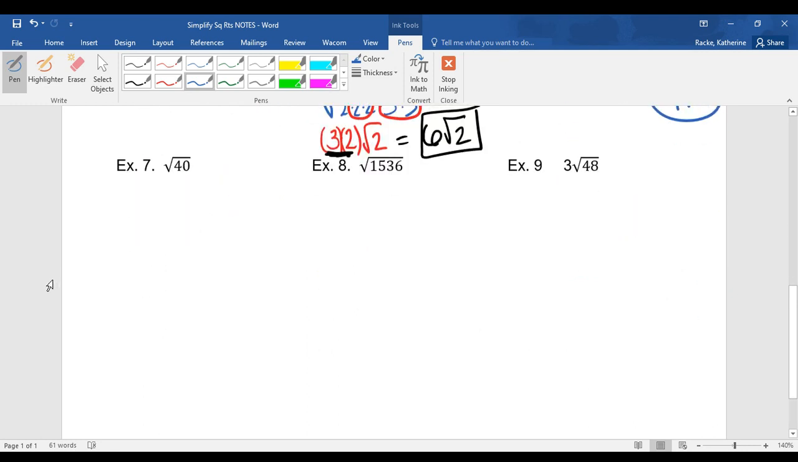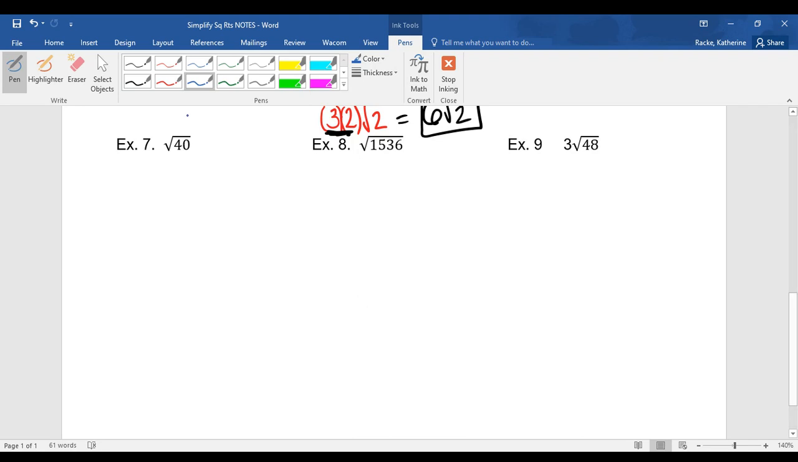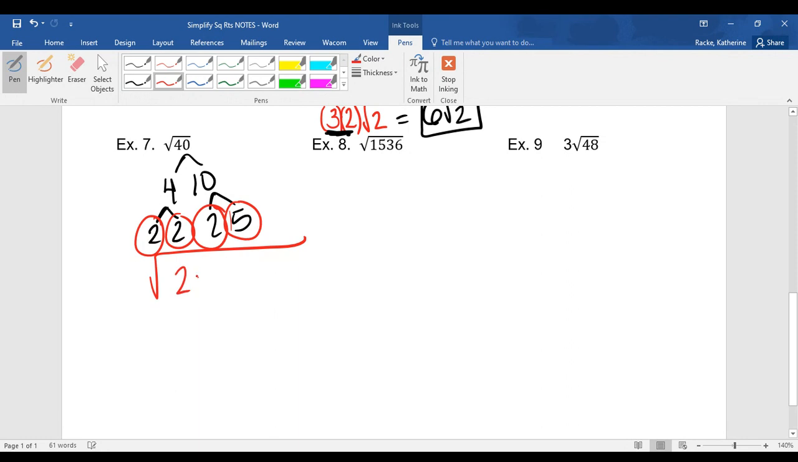All right, example number 7, square root of 40. So 2 easy numbers that go into 40 are 4 and 10. 4 is going to break down into 2 and 2. Dead numbers. 10 is going to break down into 2 and 5. Those are both also dead numbers. Okay, now those are all going underneath the square root. 2 times 2 times 5.